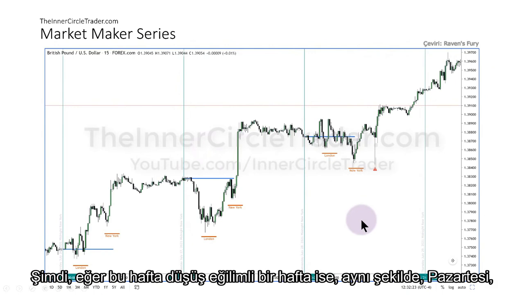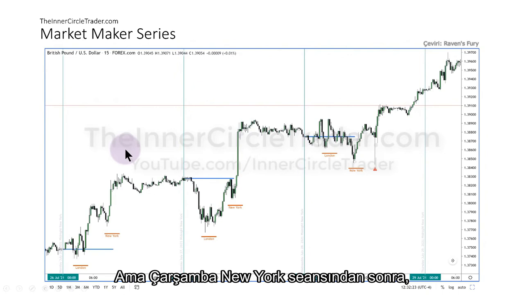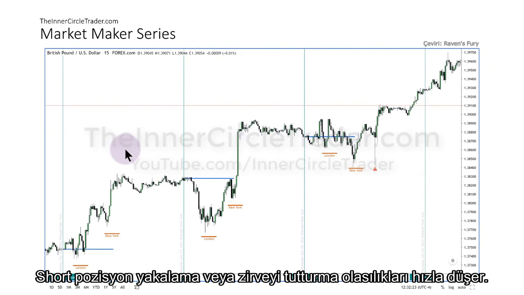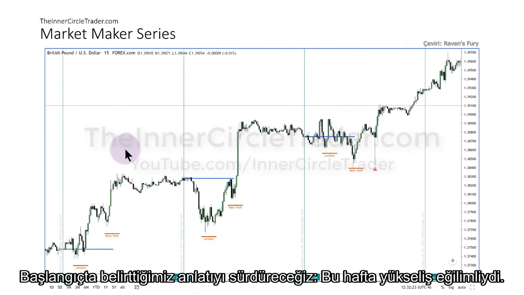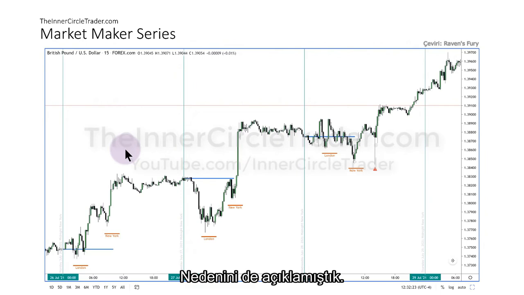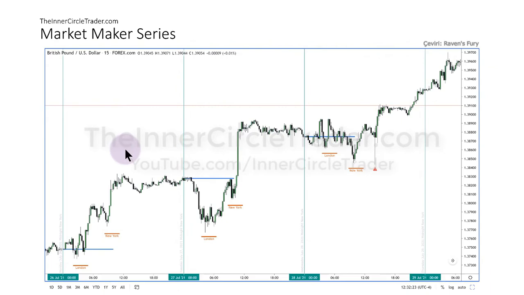Now, if this was a bearish week, same thing, we'd be expecting a high to form on Monday, Tuesday, or Wednesday by New York session. But after Wednesday's New York session, probabilities start to fall off precipitously about catching shorts or trying to nail the high of the day when you're in bearish market environments. This week, we're going to stick with the narrative that we've outlined initially, that this week was bullish. We've outlined why. I gave you examples on Telegram, and I showed you the fruits of it using this information.